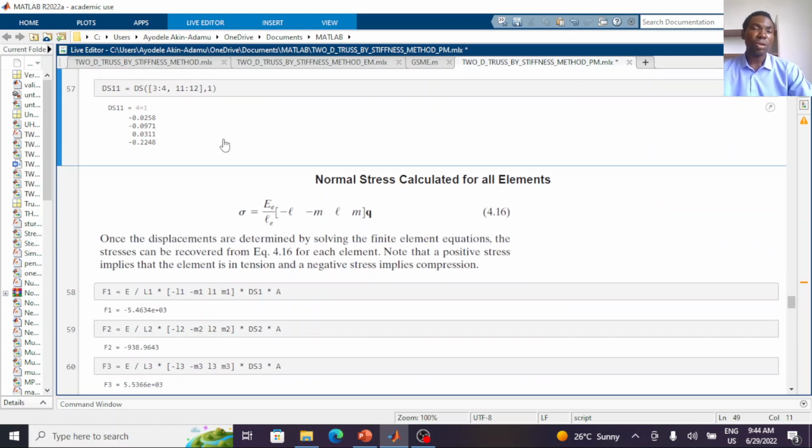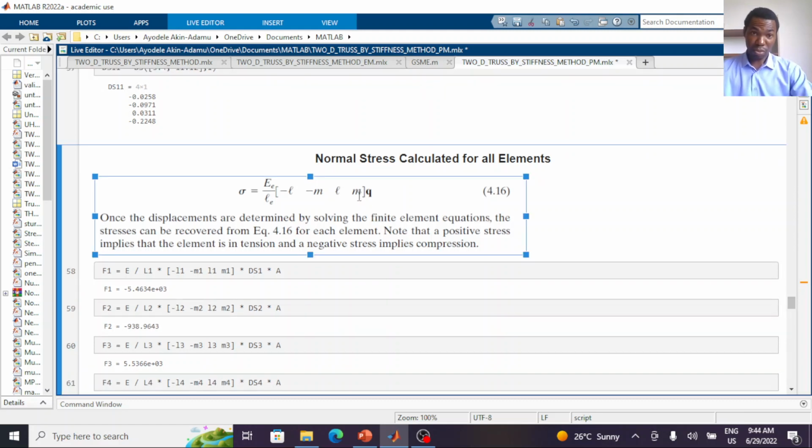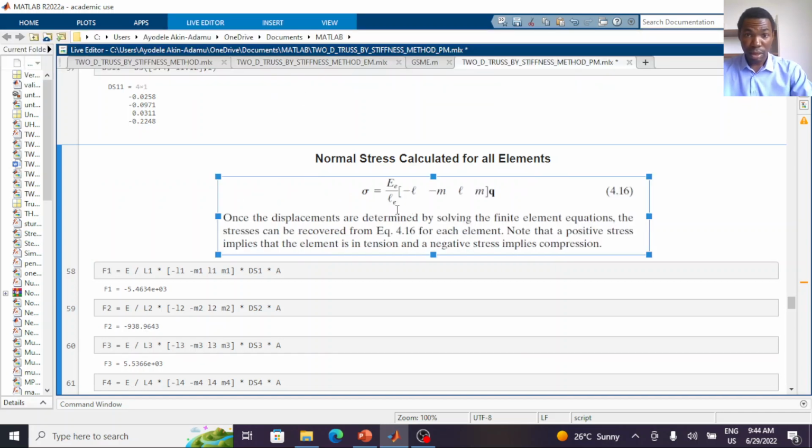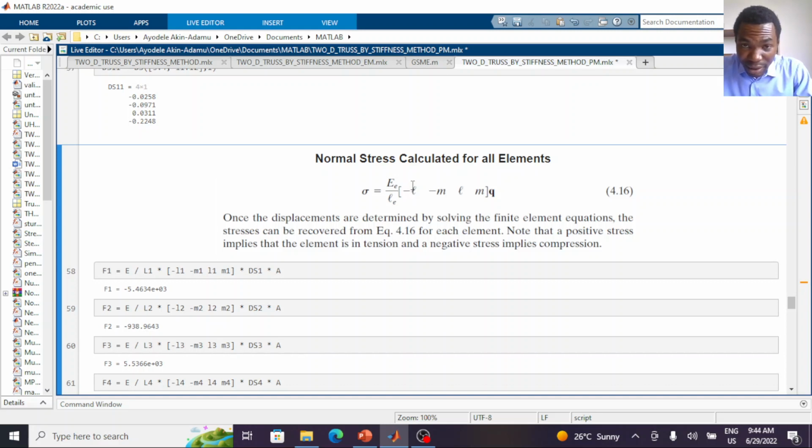So once you have calculated the local stress metrics for all the elements, the next thing you need to do is determine the normal stress for all the elements using this formula. In the formula, as I already explained, E is the Young modulus, LE is the length of the element. The L here in this square bracket is our cosine angle. The M is our sine angle. I already computed that when I was computing the local stiffness matrix for each of the elements.